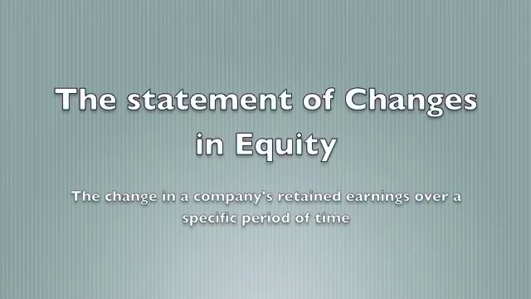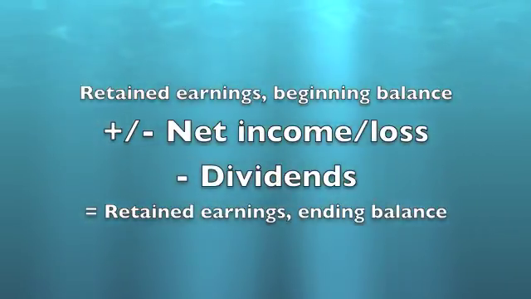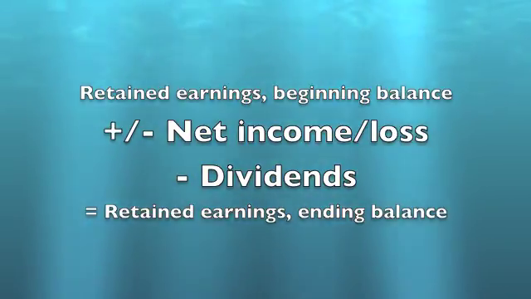The statement of changes in equity shows the change in retained earnings over a specific period of time, where retained earnings are the profits kept within the business. It is calculated by adding or subtracting the net profit or loss and then minusing dividends.